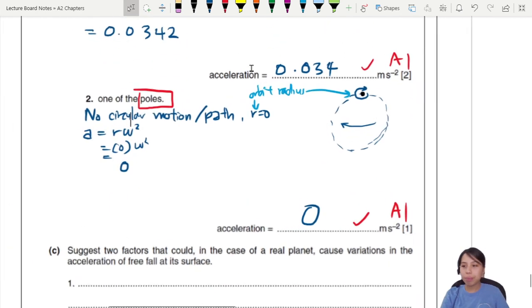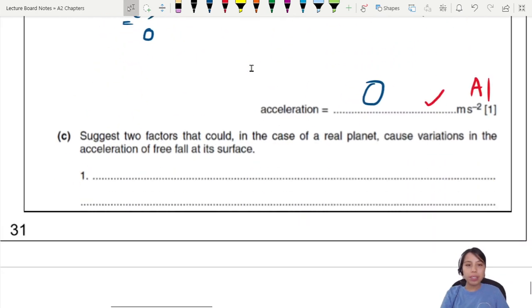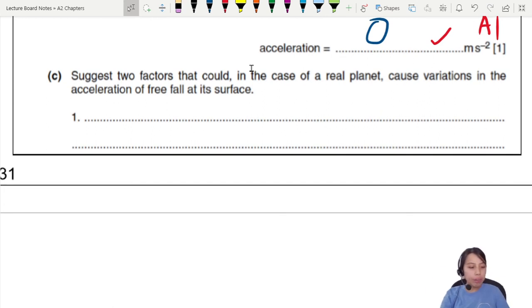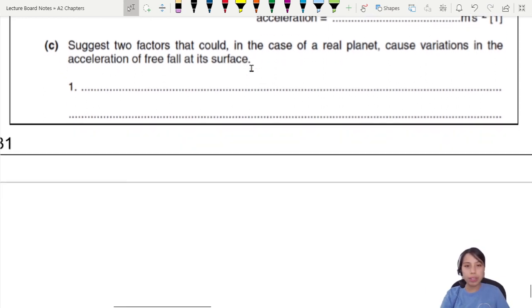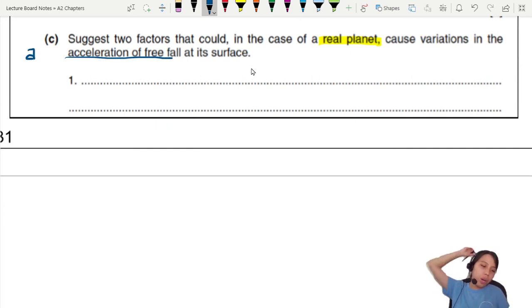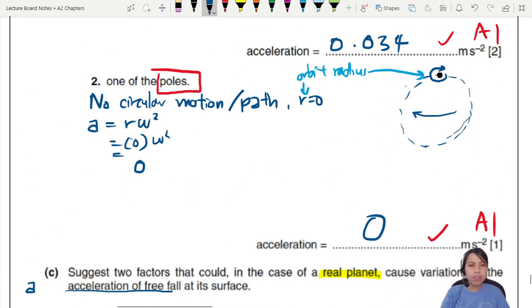Okay, last part. It's a long question. Suggest 2 factors that could, in the case of a real planet, cause variation of acceleration of free fall at its surface. So now we're thinking of a real life planet. Why is acceleration of free fall different? That's the A. So just now we already thought of the effect of circular motion. At the pole, there's no circular motion. I mean, no centripetal acceleration.